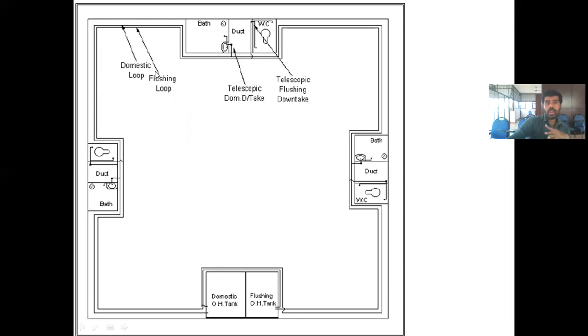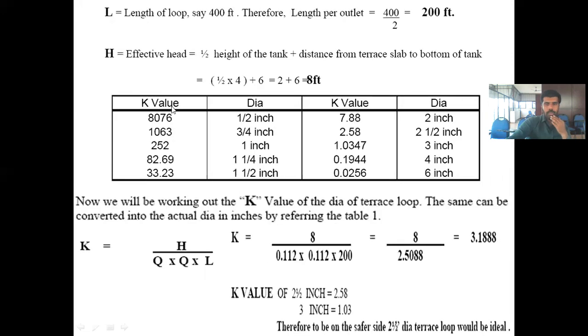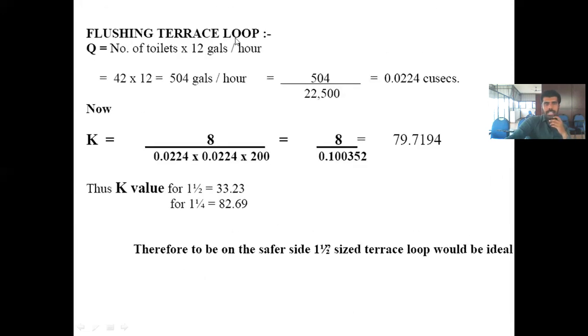Now, same way you have to find out the flushing loop also. So how to find out the flushing loop? So flushing terrace loop, the Q that we got is how much? How can we find out the Q?